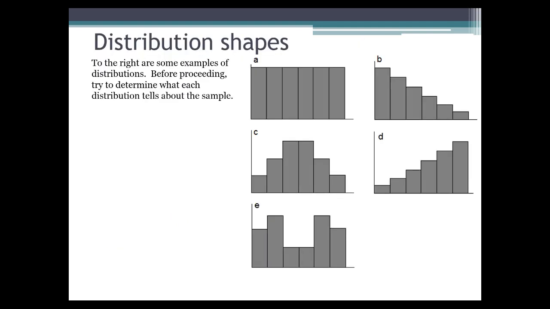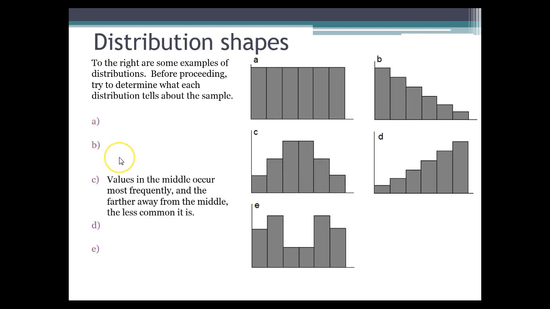All right, so now let's talk about distribution shapes. There are some common shapes that we'll see in distributions. The one we saw a minute ago looked very much like C. With this one, you've got the values in the middle being the most frequent, but the farther away you get from the middle, the less common it is.